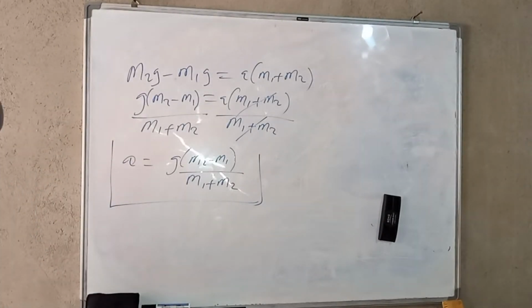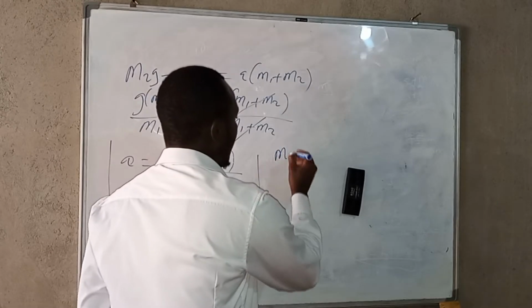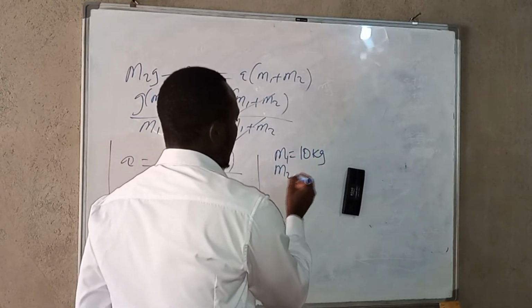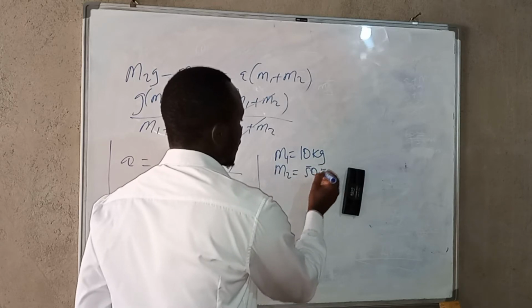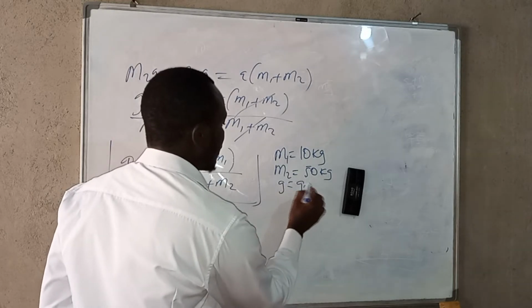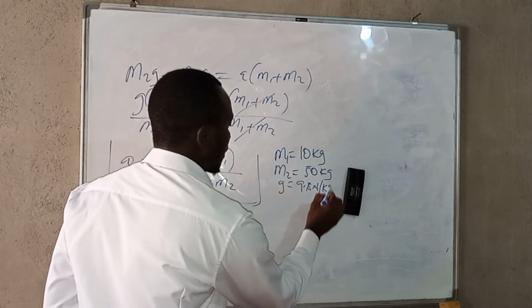So now putting in the values, m1 is equal to 10 kg, m2 is equal to 50 kg, and g is equal to 9.8 newtons per kg.